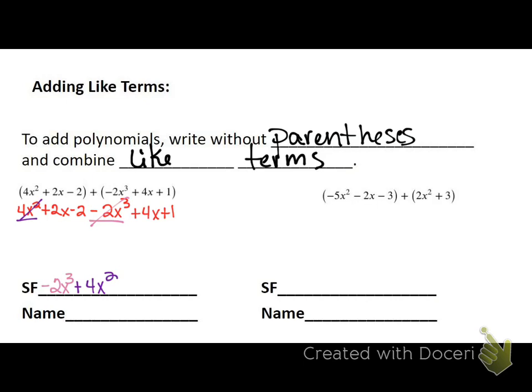Okay? What's my next degree or my next like terms I have here? 2x. What kind of 2x is that? Positive. Positive 2x and 4x. What kind of 4 is that? Positive. Okay, so go ahead and combine those. So I have positive 2x plus 4x. 6x. So positive 6x. I bring that on down. Okay, I'm done with those. Cancel those. What's my last like term here? Negative 2 plus 1. So what's negative 2 plus 1? Negative 1.